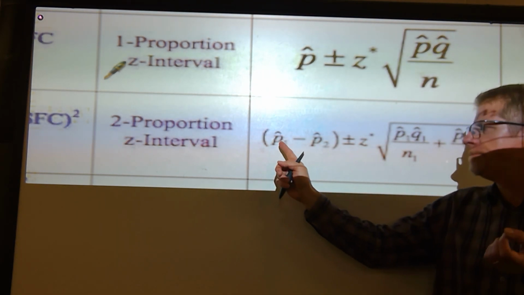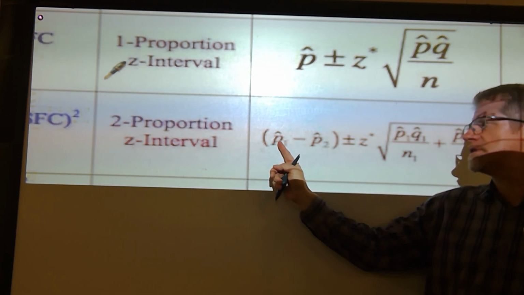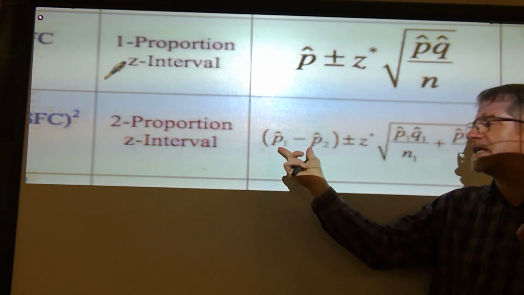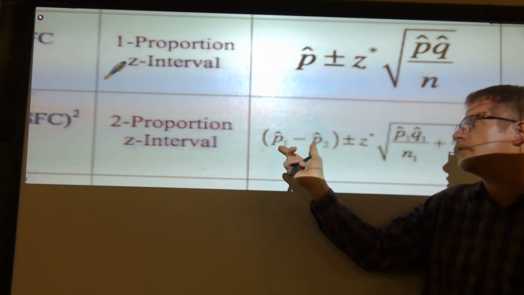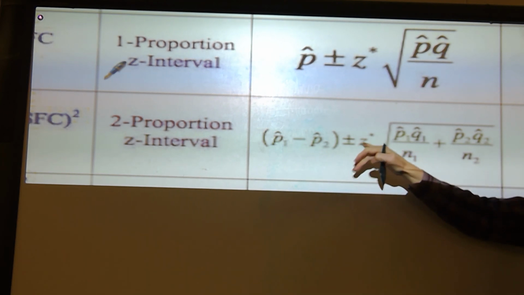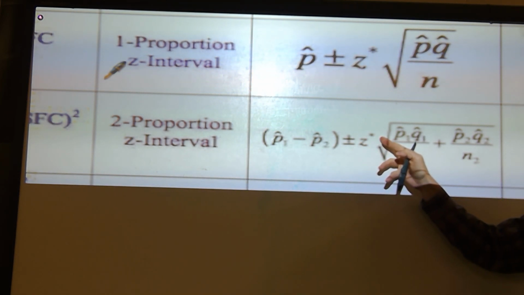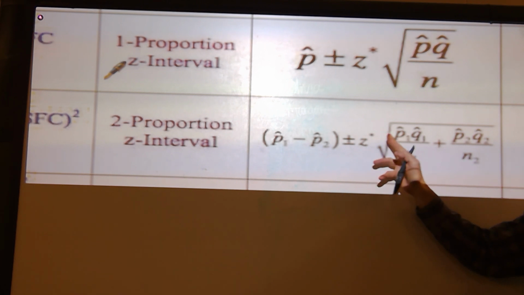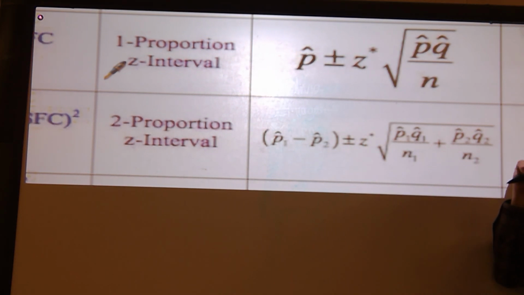First of all, it took 23% minus 1% to get 22%. So that's the center of the interval. It takes the difference of the 2 proportions, and then it calculates a z star just like we did before. That z star for a 95% confidence interval is just going to be your inverse normal of 0.975. So it did inverse normal of 0.975.